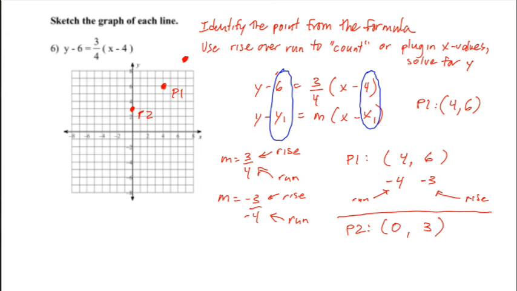Let's get rid of this stray point over here. And now we're just going to draw a straight line through those 2 points. And we don't forget the arrows because this goes on and on forever. And that's it. Those should serve as a good example.